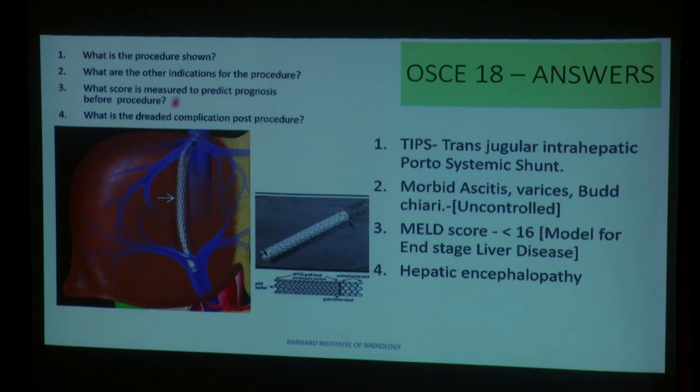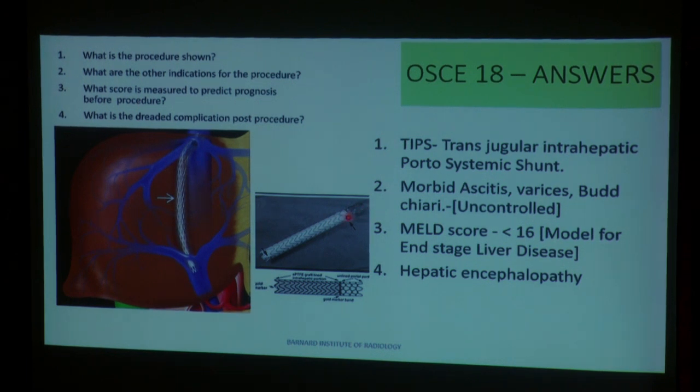Transjugular means the route is via the jugular vein and into the SVC, right atrium, IVC, and into the hepatic veins. And from the hepatic vein, we are placing a shunt through the liver parenchyma into the portal vein. Now what is this shunt? This shunt is composed of two portions. One is covered with a polyethylene graft, and one portion of the stent is uncovered.